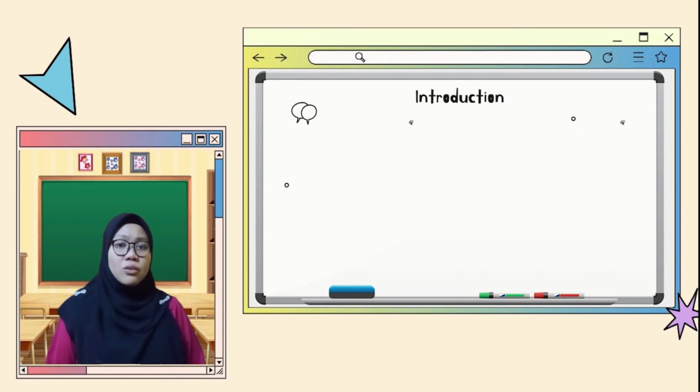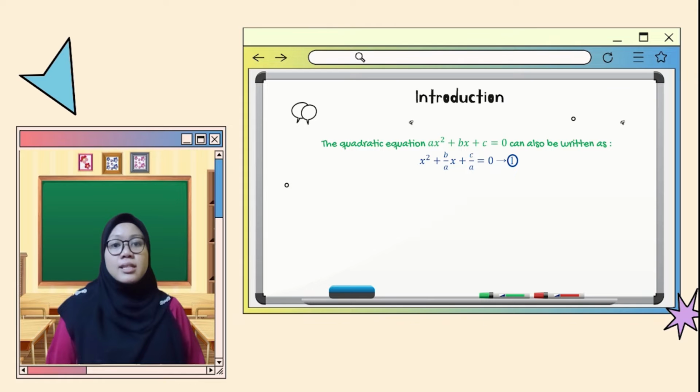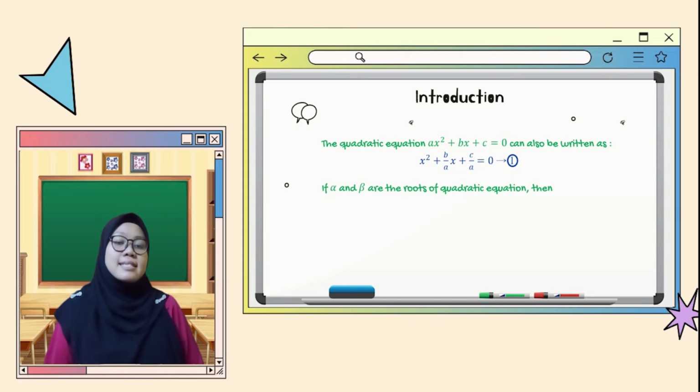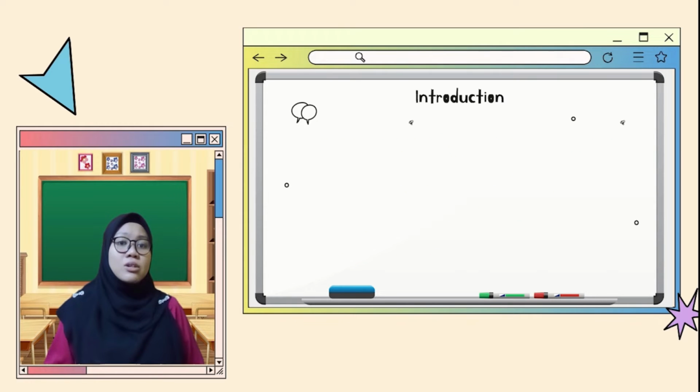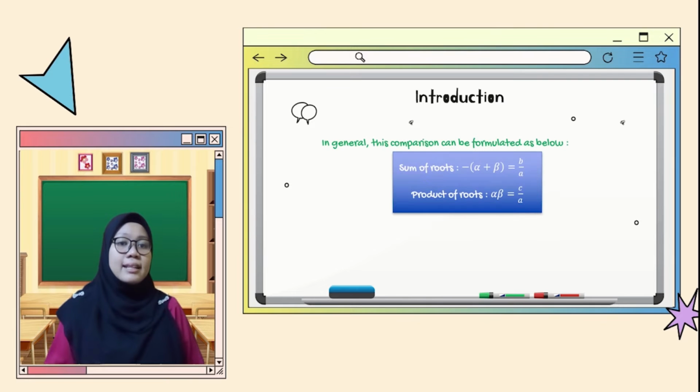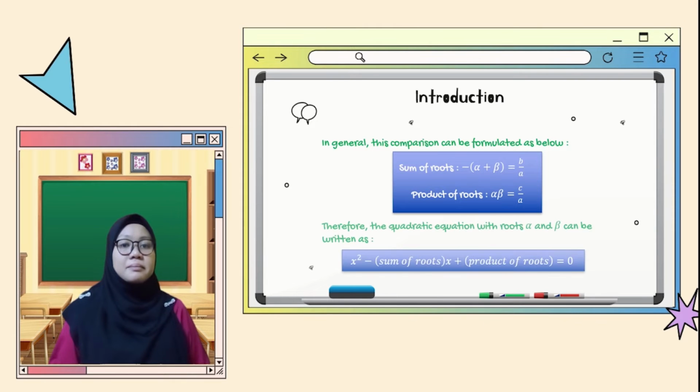Remember the general equation of a quadratic equation? Good. Now, the general equation can also be written as this. If alpha and beta are the roots of the quadratic equation, then we can write it as this. From there, we can expand it and get this equation. Then, if we compare equation 1 and equation 2, we notice that we can get this equation. Therefore, we can conclude that the sum of roots will be this and the product of roots will be this. From there, the general form can also be written as this.